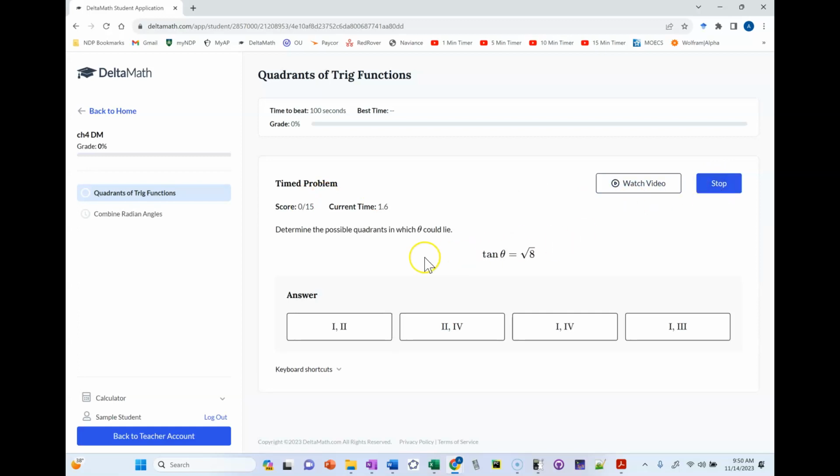So notice what it's asking for is the quadrants in which this could lie. So where can tangent be positive? 1 and 3. Where can tangent be negative? 2 and 4. Where can cosecant be negative? The same place sine can be negative, which is quadrants 3 and 4. And you keep on going like this.